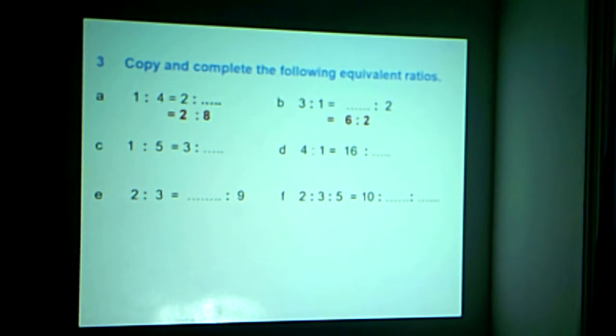1 to 4 is 2 to 8. Multiply 1 by 2, you get 2. Multiply 4 by 2, you get 8. Multiply 3 by 2, you get 6. Multiply 1 by 2, you get 2. 1 to 5 is 3 to 15. 4 to 1 is 16 to 4.